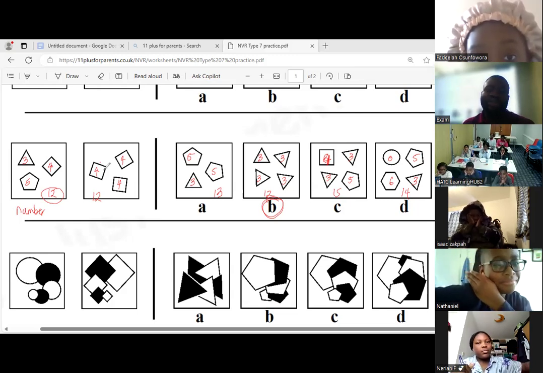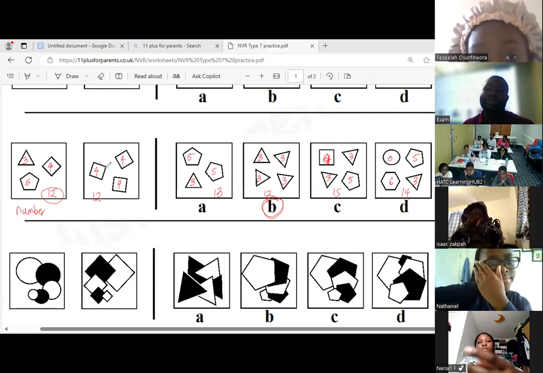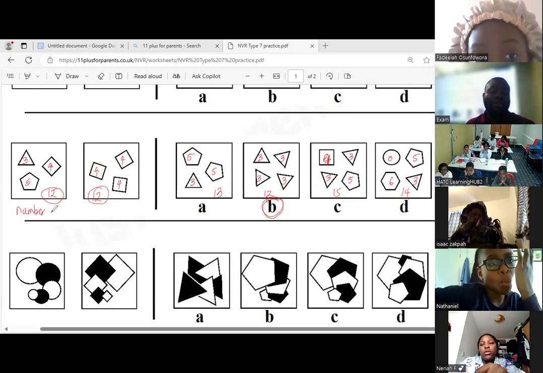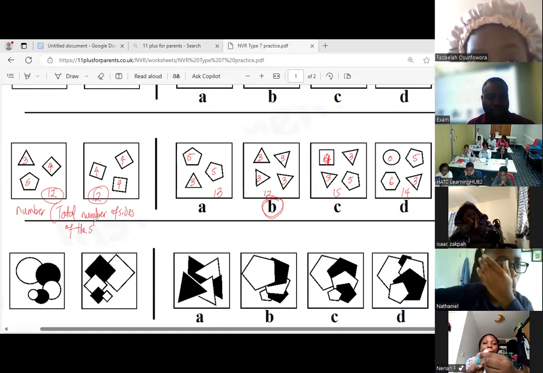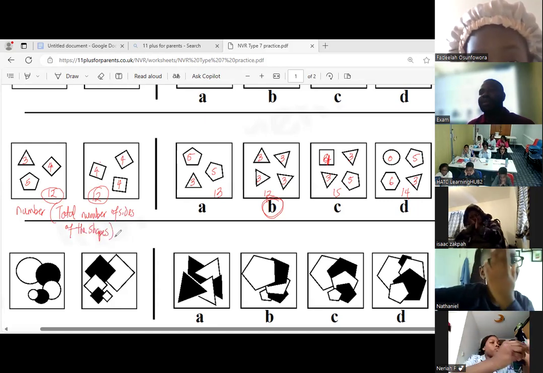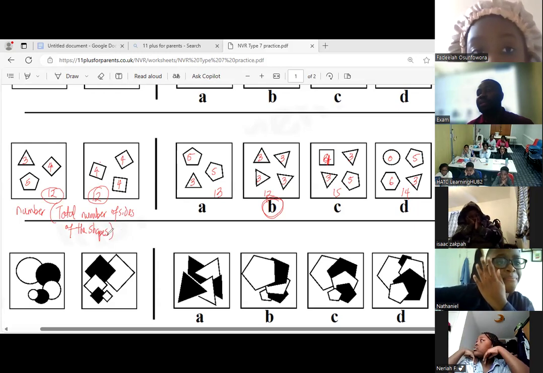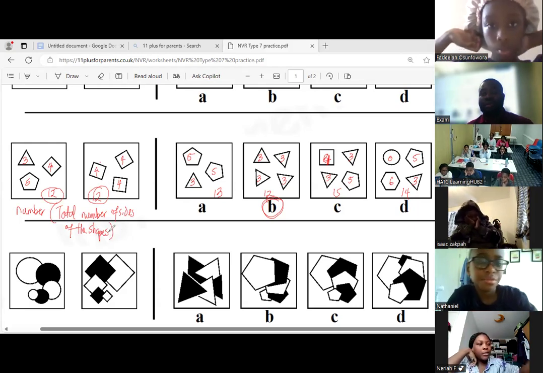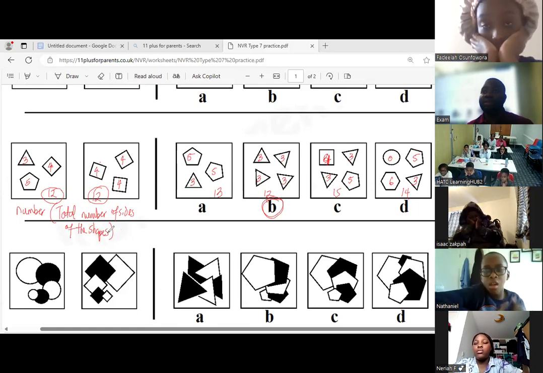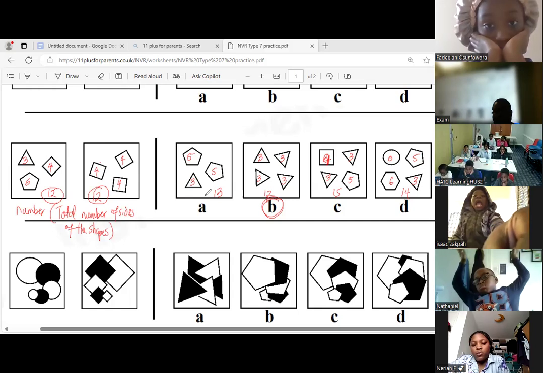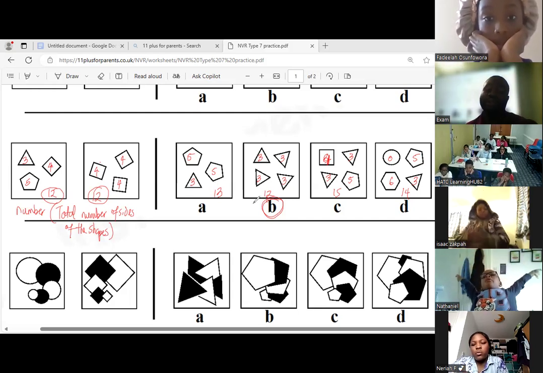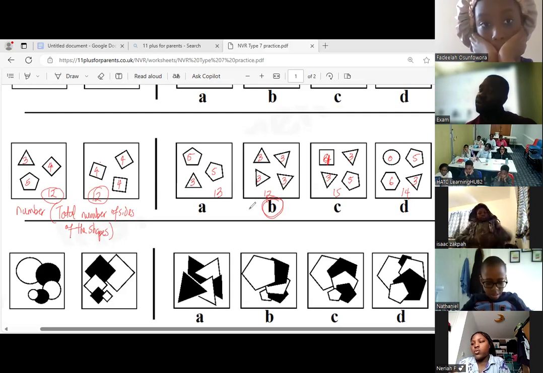And what about this one? What's the total number of sides he has as well? 12. So we can say, what does it have in common? Number, which is the total number of sides of the shapes. Am I making sense to you? Is that clear to you guys? Does this make sense, guys? All right. So that's what we've got. So that means whatever we're going to choose must also have a total number of sides of 12. Do you understand now, Zoe?